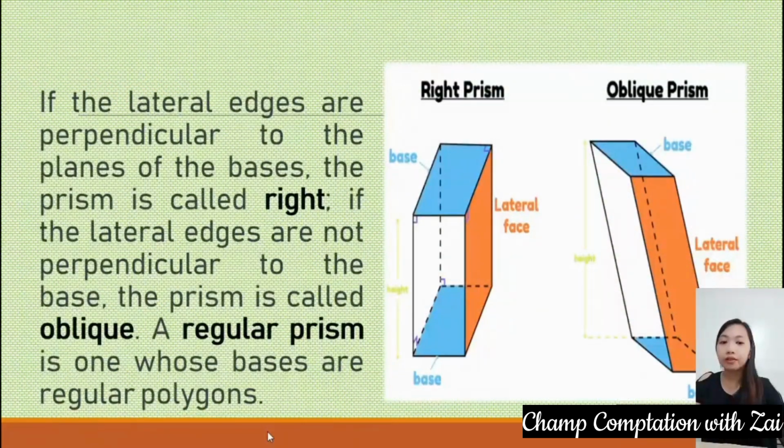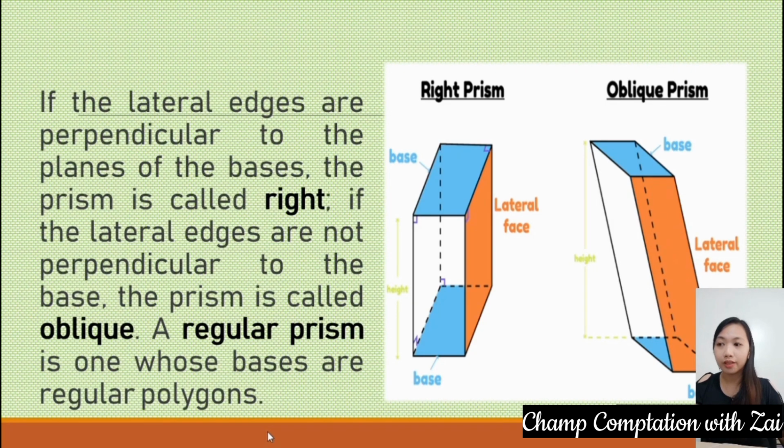If the lateral edges are perpendicular to the planes of the bases, the prism is called a right prism. And if the lateral edges are not perpendicular to the base, of course, the prism is called oblique. Sometimes you can determine whether it's right or oblique when the oblique one is in a slanted position. Okay? And a regular prism is one whose bases are regular polygons.